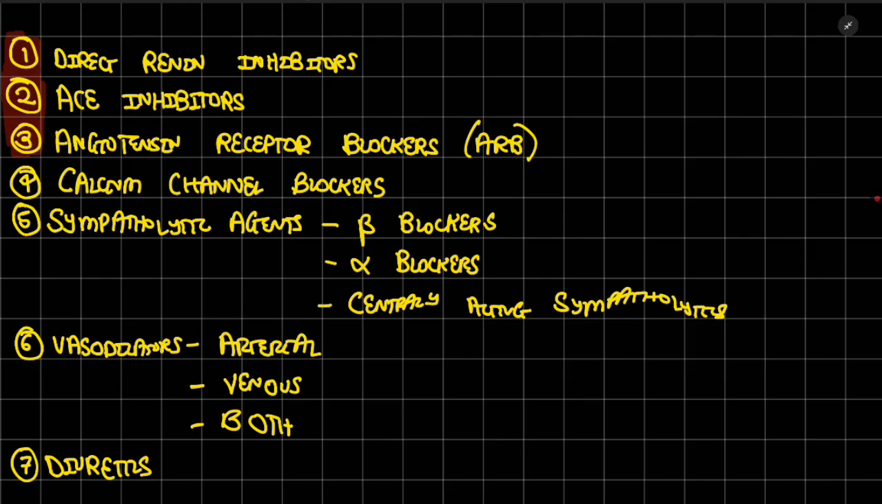Yesterday we talked about direct renin inhibitors, ACE inhibitors, and ARB blockers. These are the three classes which we discussed last lecture, and we also discussed the RAS system, and side by side we listed out the drugs for these three classes. Now we are going to continue with calcium channel blockers, sympathetic agents, vasodilators, and diuretics today.